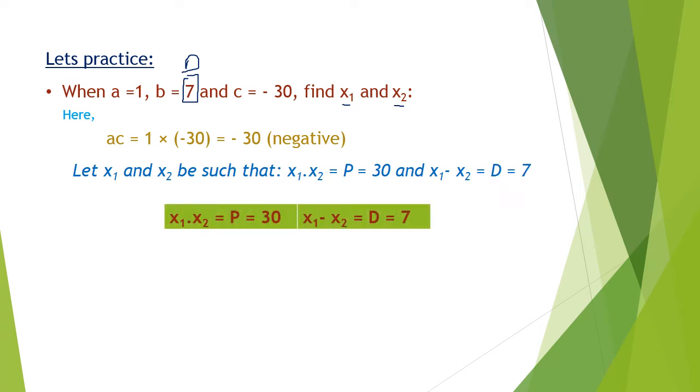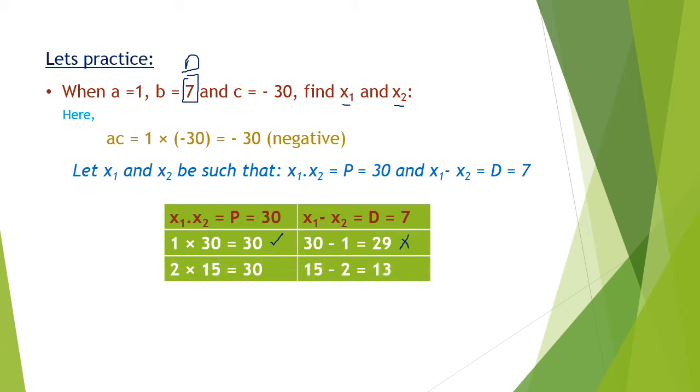Now let's create a table with two columns, where the product P is 30, and always remember we have to start with 1. 1 into 30 is 30, but the difference of 30 and 1 is 29. We have to find 7, and there is 29. So 30 and 1 are not our two numbers. Now let's check with 2. 2 into 15 is also 30, and 15 minus 2 is not 7, it is 13, isn't it? So these are also not our two numbers.